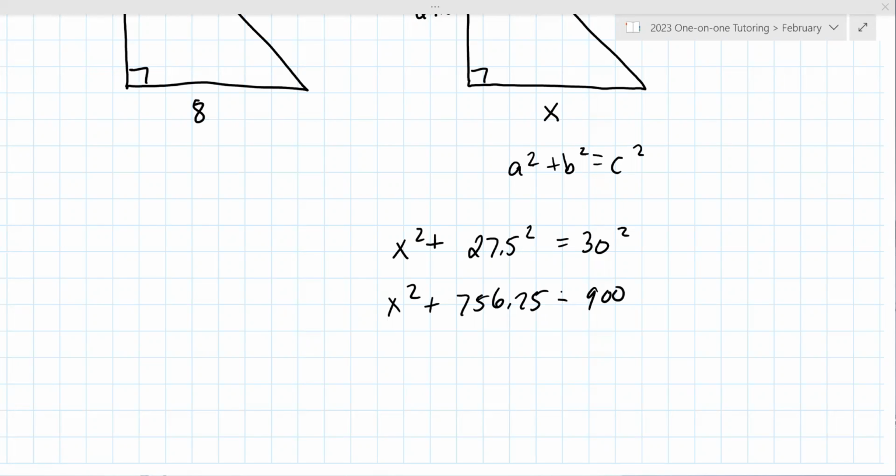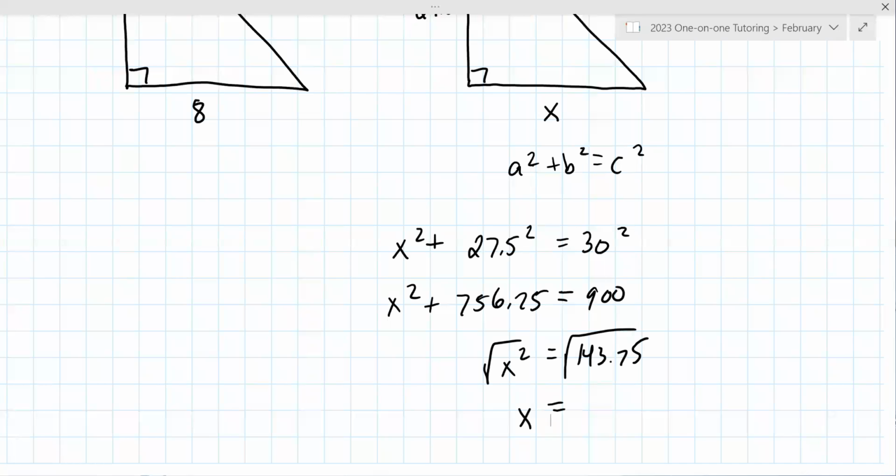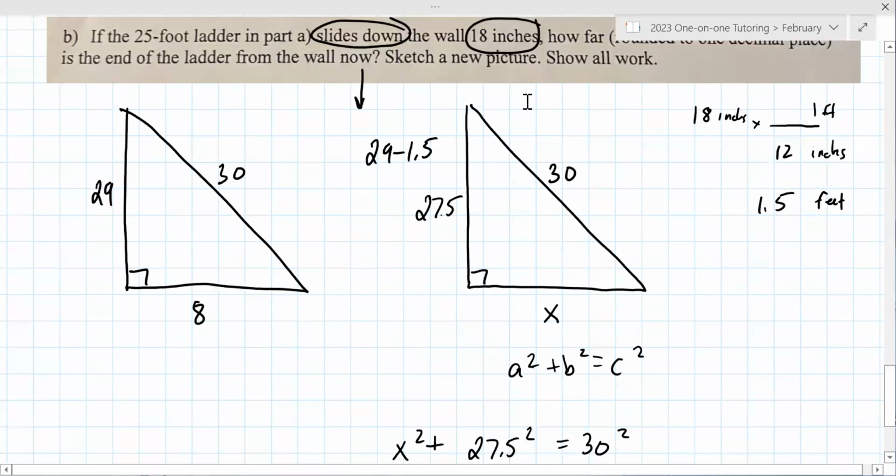Do you have an answer for me? 143.75. Okay. So x squared equals 143.75. And now we have to find the square root. That's right. So take the square root of both sides. It's 11.98957881. So really close to 12. So the new x is 12.